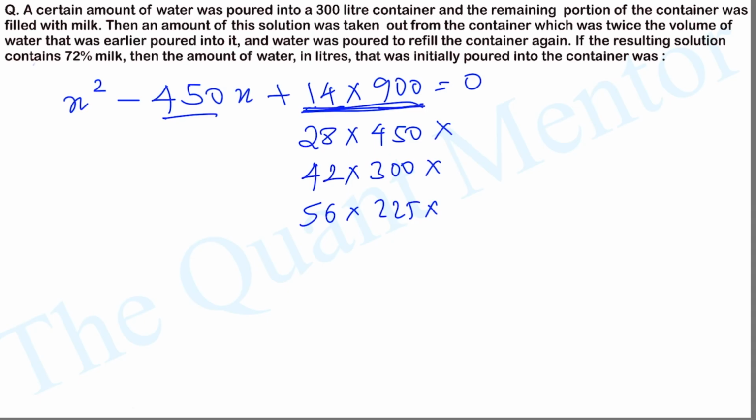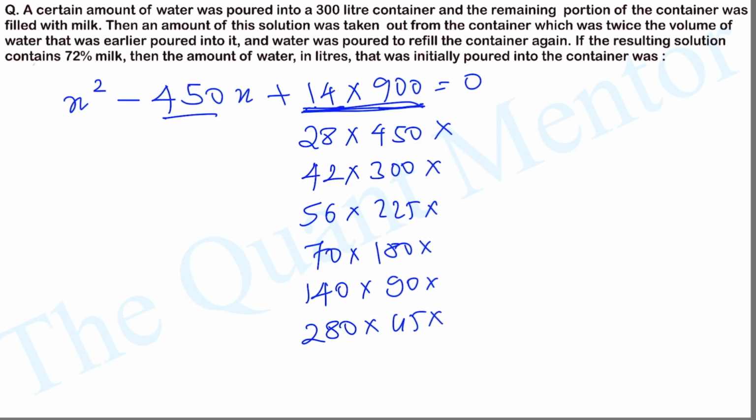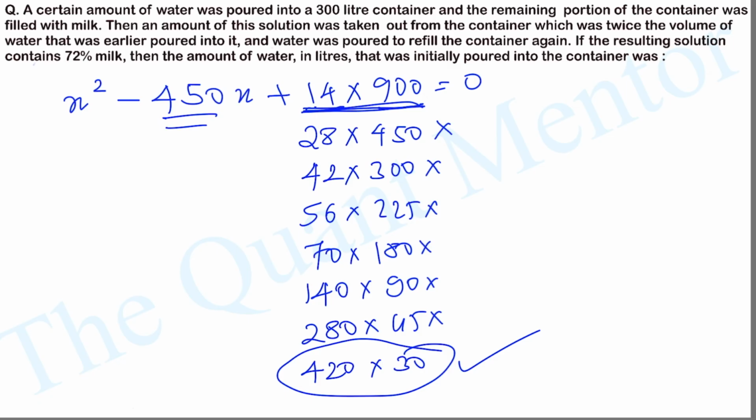If I take a 5, it will be 70 into 180. Sum is 250. If 10, it would be 140 and 90. No, sum is not 450. If I take 20, it will be 280 into 45. No. If I take 30, it will be 420 into 30. Absolutely. Sum is 450. So two numbers whose sum is 450 and product is 420 into 30 are 420 and 30, right?